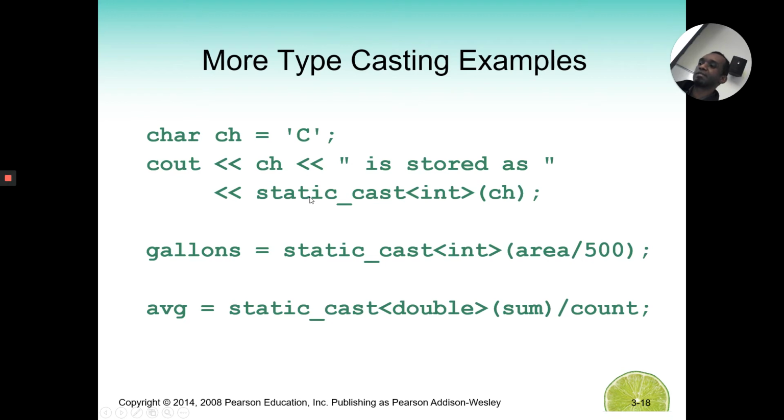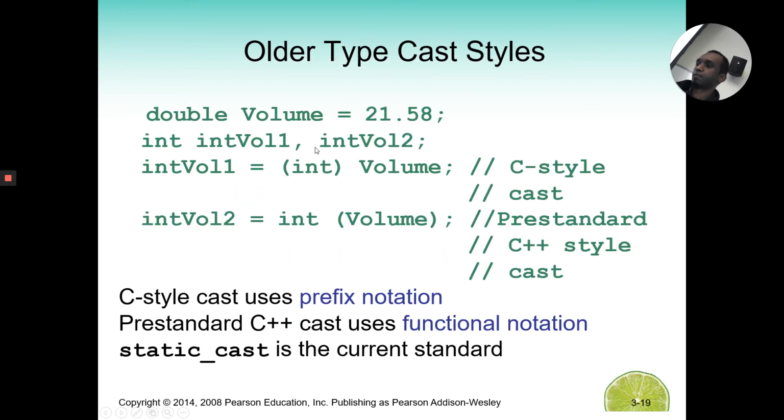Some more typecasting examples, and then the auto typecast style. So you can have double volume 21.58, then write int volume 1, volume 2, or you can say int volume. This is the C style when you write it like that. When you write it in a function style, it would be the pre-standard C++ style cast. So the C style cast is the prefix notation, and the pre-standard C++ cast uses functional notation, and static_cast is the current standard.